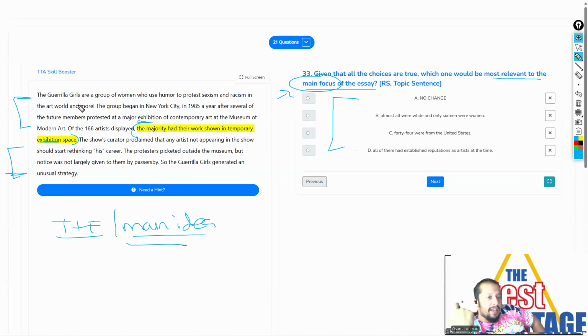Okay, what are we saying about the Gorilla Girls? So the topic is Gorilla Girls. What are we saying about the Gorilla Girls now?